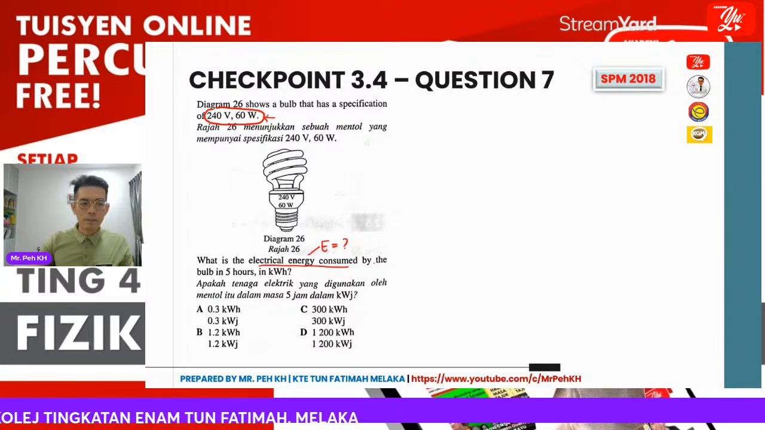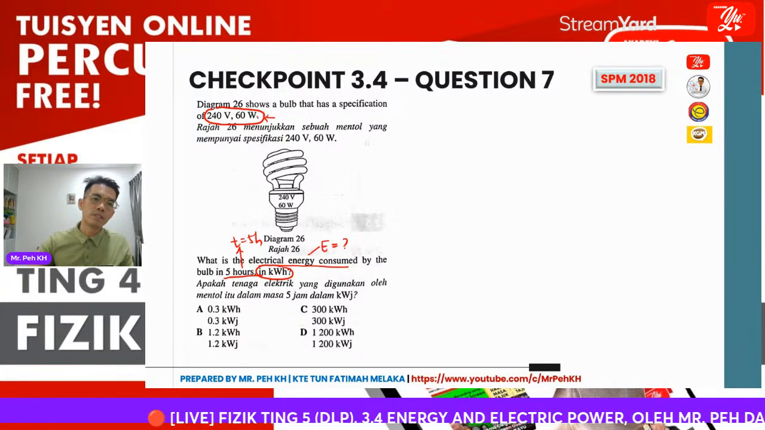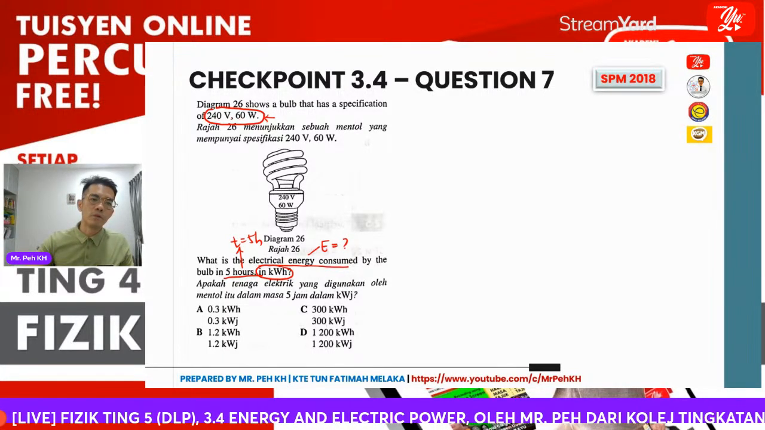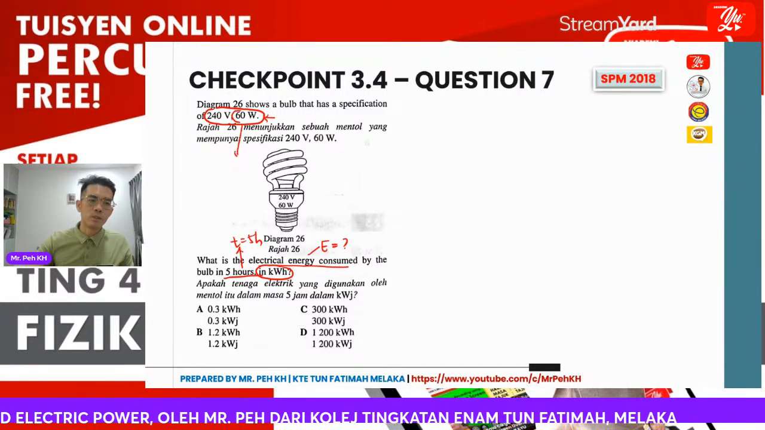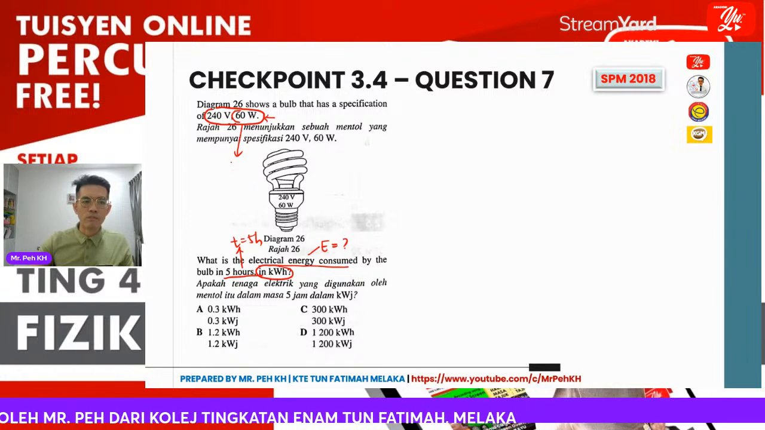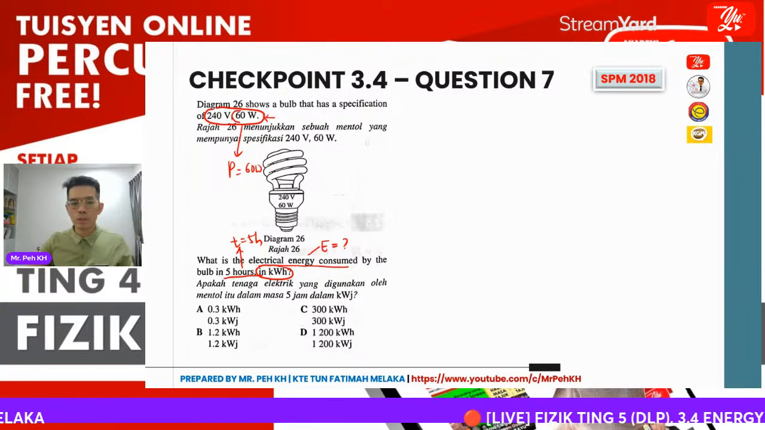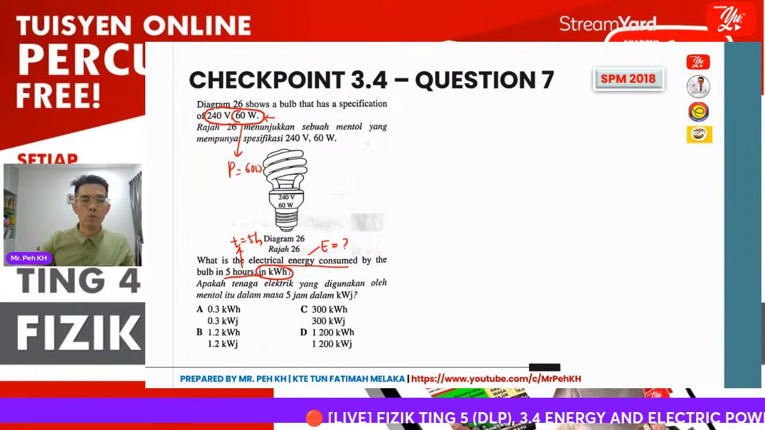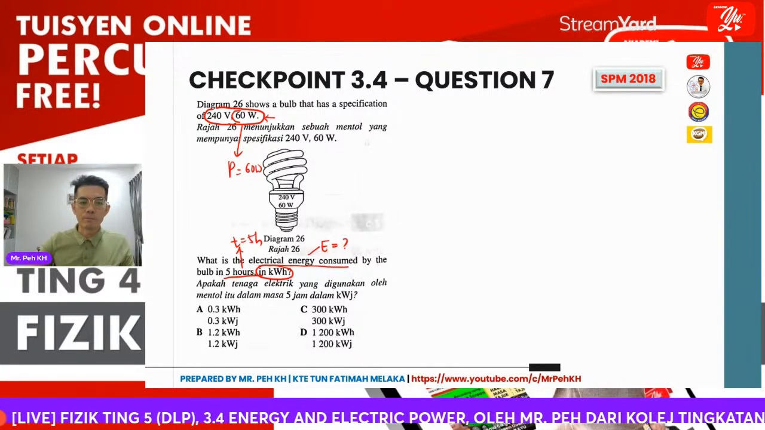in 5 hours, so T will be 5 hours, in the unit of kilowatt hour. Okay, so the question gives us 240 volt, 60 watt. The watt here shows that this is the information given for power. So in terms of kilowatt hour, we have to change the watt to kilowatt, which means we need to divide by 1000.